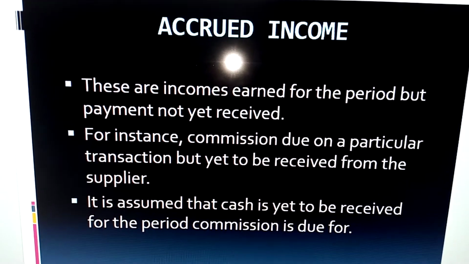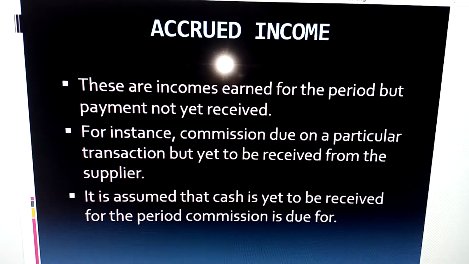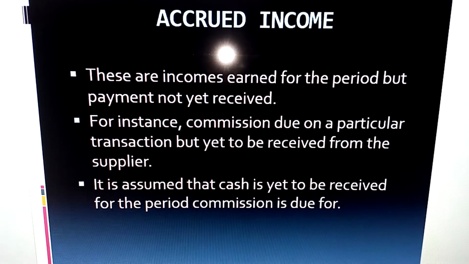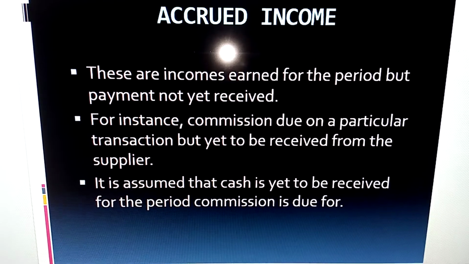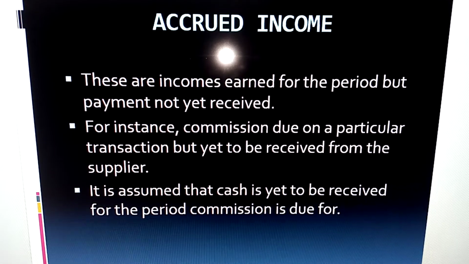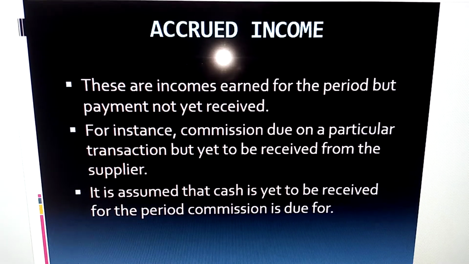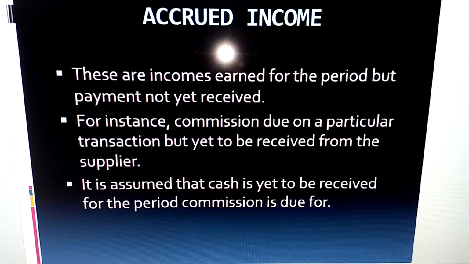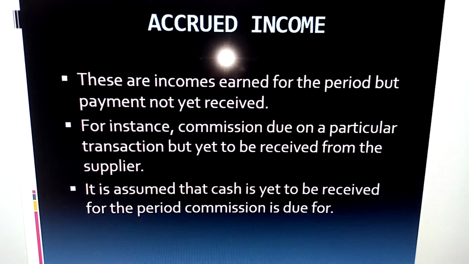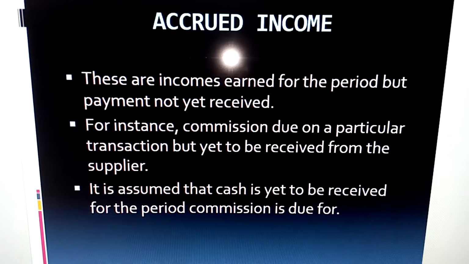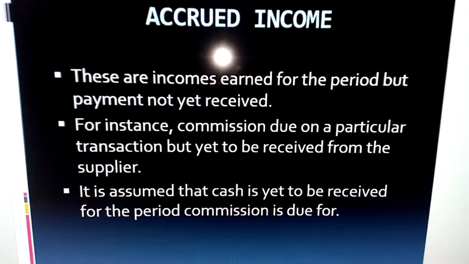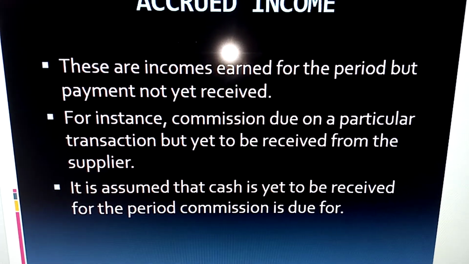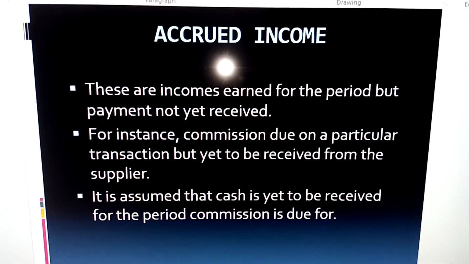Accrued incomes. Now, an income is said to be accrued when it has been earned for the period but payment has not been received. Say, for instance, you render the service to a client. It is expected that the client should pay us, but if you have not received the payment, it becomes an accrued income. And it's a commission that you get on a particular transaction, but if as at the time you're reporting you are due for the commission but you have not received it, that is said to be an accrued income.